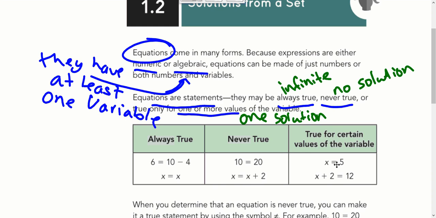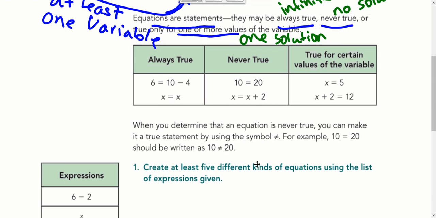All right? Now, sometimes true for certain values or one solution, X could be 5 and this would be a true statement, right? But it's not true for everything, because if I put in 8, it would not be true. So it's true for one value. All right? Same thing here. X plus 2 equals 12. If I make that a 10, then I've got a true statement, because 10 plus 2 would equal 12.